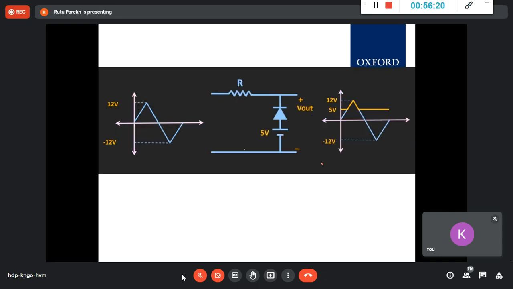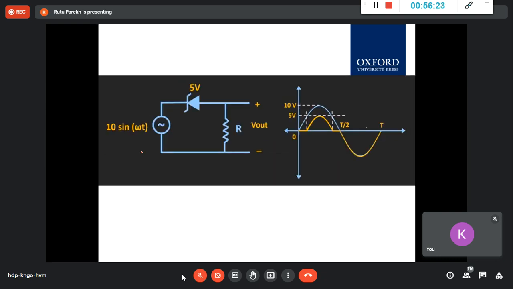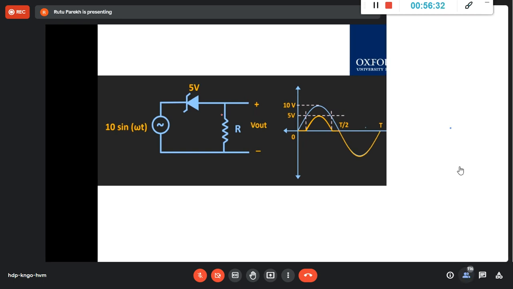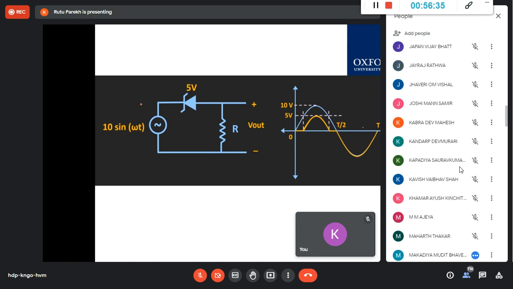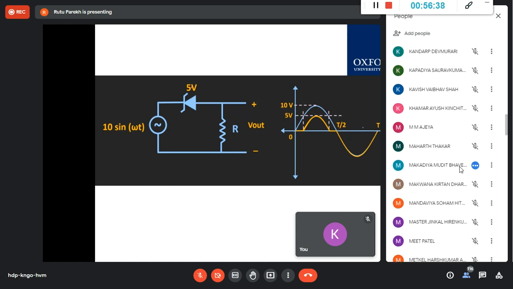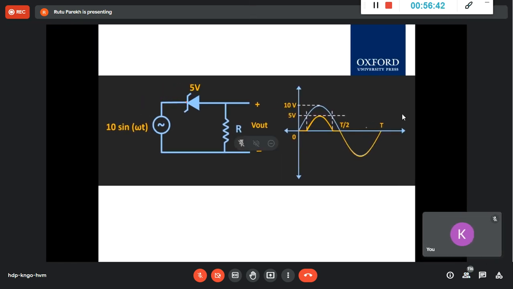Ma'am, the forward bias? Yes, this one. For the positive half of the cycle, up to the 5-volt, the Zener diode will be reverse biased. And after 5-volt, it will break. Very good. Shanti, you are right. So see, now this is minus of this, and this is plus of this. But it works in the reverse bias region. So when will this be reverse biased? When this is plus and this is minus, as he said. What is your good name? Mudit. Mudit, very nice.